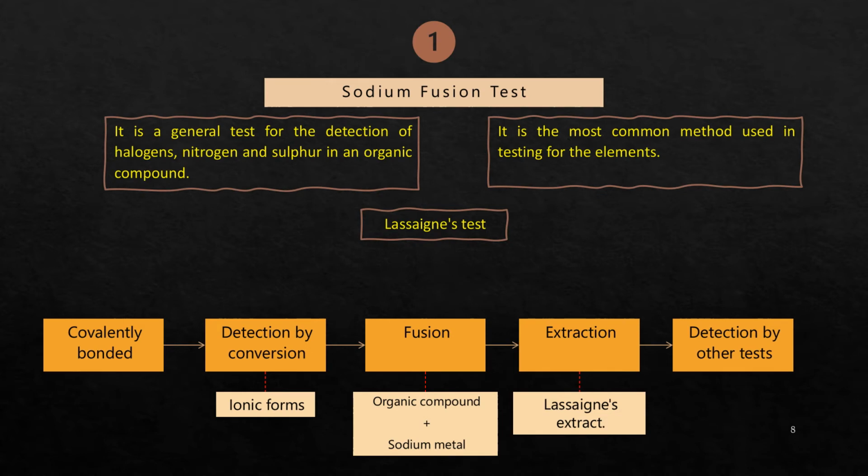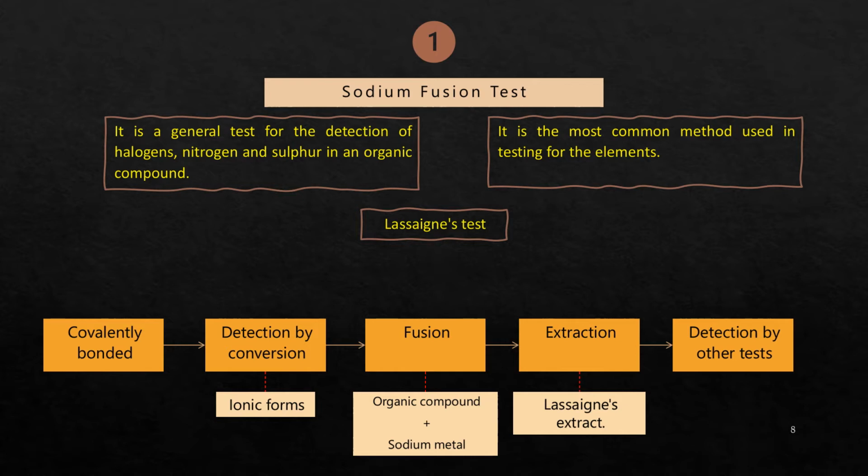There are many tests used in elemental analysis for the qualitative determination of the presence of the elements. Among these is the sodium fusion test. It is also known as the Lassaigne test. It is the most common method used in testing for the elements, and it is a general test for the detection of halogens, nitrogen, and sulfur in an organic compound.